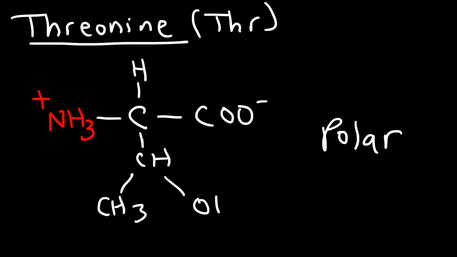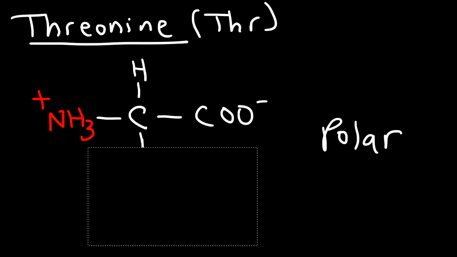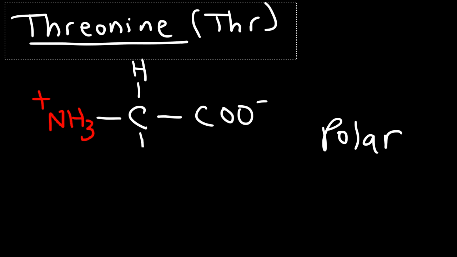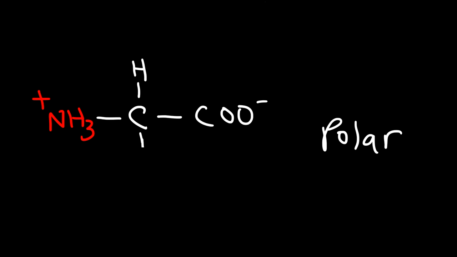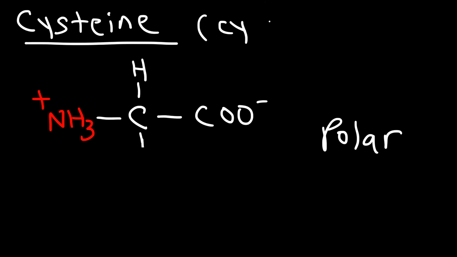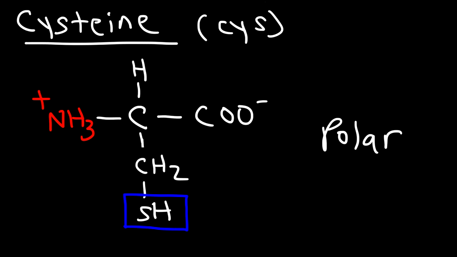Now, let's move on to the sulfur-containing amino acids. And so the first one that we're going to talk about is cysteine. Abbreviation CYS. Now, cysteine contains a CH2 group and an SH group, also known as a thiol group. Now, many textbooks will say that cysteine is a polar amino acid, whereas I've seen a few diagrams that say that it's a nonpolar amino acid. So I'm going to leave it up to you to figure out that point.